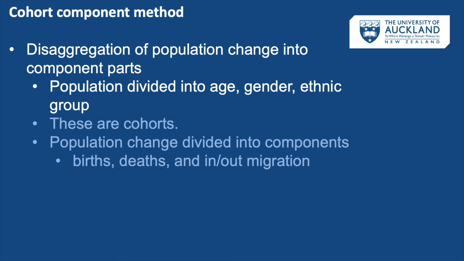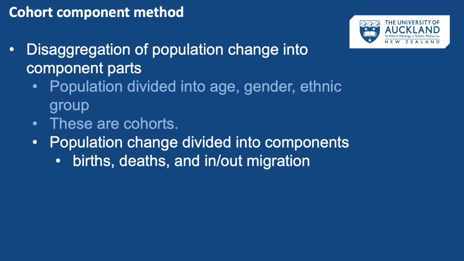components method. This method gets its name from the way it disaggregates population change into component parts. First, the population is divided into separate age groups, genders, and ethnic groups called cohorts. Then, population is divided into its components, which includes deaths, births, and migration.